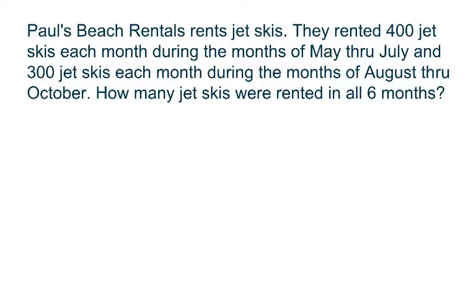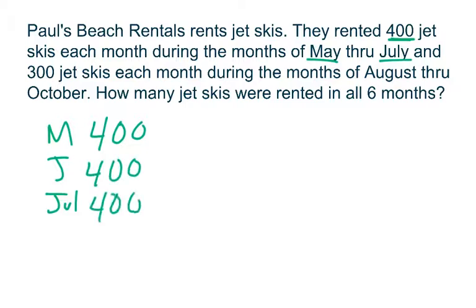All right, so they rented 400 jet skis in each month during the months of May through July. So I'm going to want to list those months to figure out how many months that is. I have May, June, and July. And each of those months, they rent 400 jet skis. I'm going to write this out as a visual model of what I'm doing. My next thing is to look at my next months. It says 300 jet skis in each month during the months of August through October. So I'm going to write those down. I have August, September, and October. And 300 for each of those months.